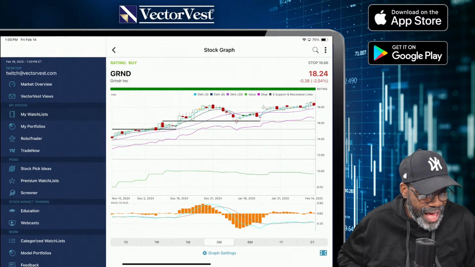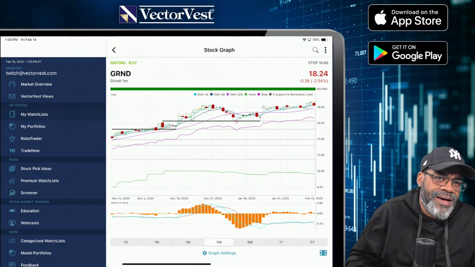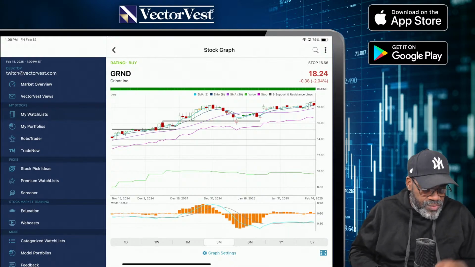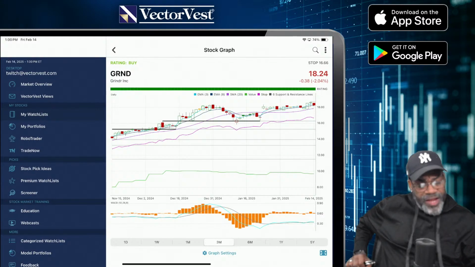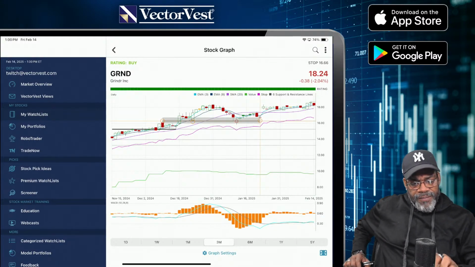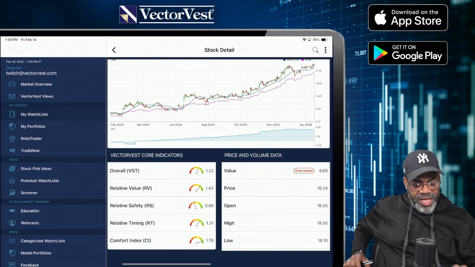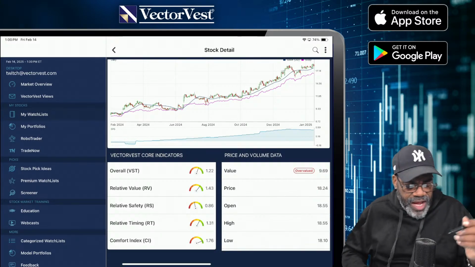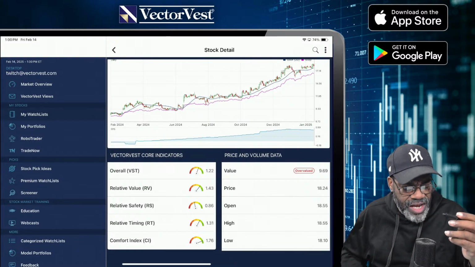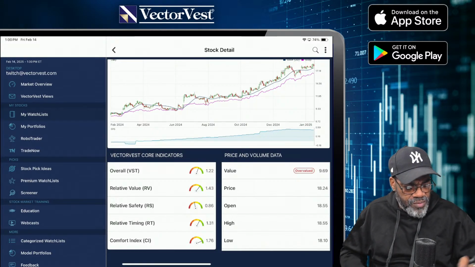Grind, moving higher, not far from a 3-month high. MACD shows a lack of momentum with that sideways move since January. The stock's moving higher. I do like the bounce off of support. The 3, the 8, the 20 are all in play. Let's go look at it fundamentally. Safety is below 1. Relative value is above 1. This is more of an aggressive play, where the upside is there, but we're willing to give up a little safety for the upside. Technically, though, on the move of the stock, RT and CI both above 1.